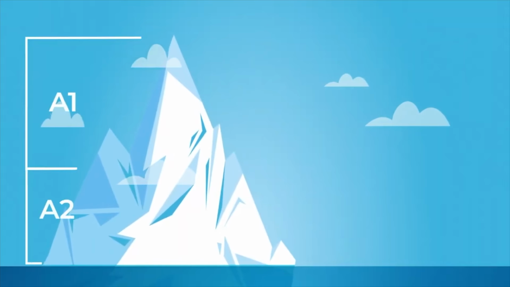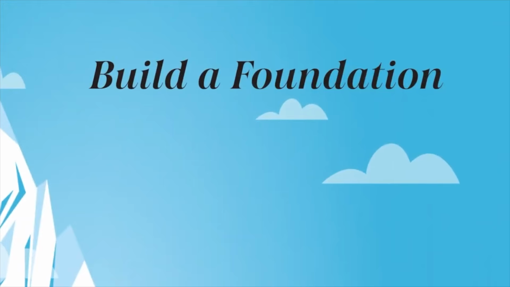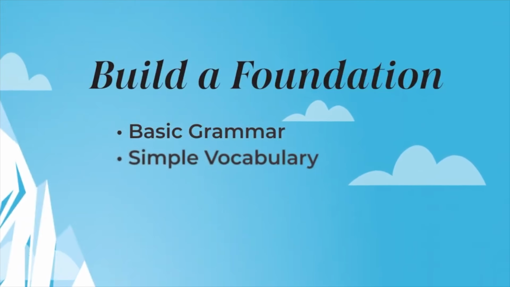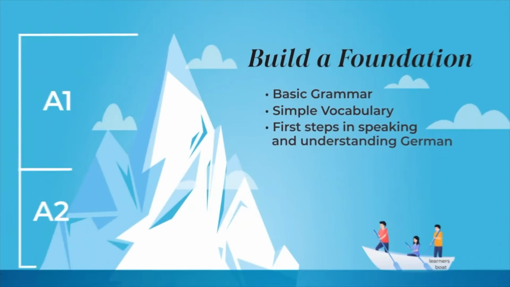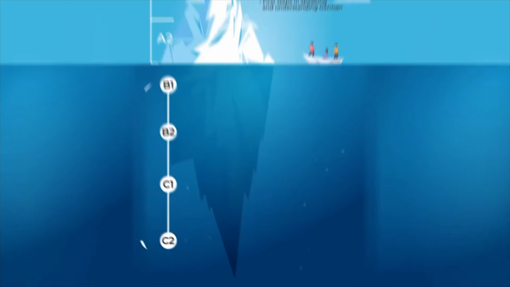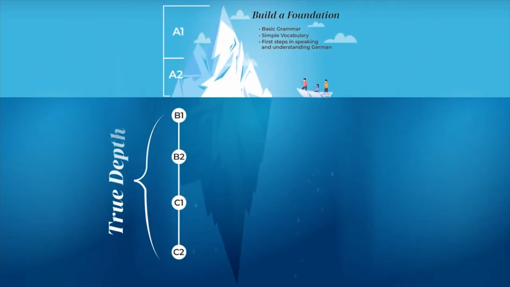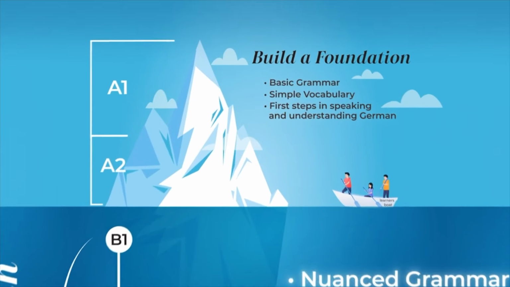The A1 and A2 levels are what most German learners encounter at the surface. They're where you build your foundation: basic grammar, simple vocabulary, and your first steps at speaking and understanding German. But as with any iceberg, what's beneath the surface is much deeper, more complex, and far less explored. B1 to C2 levels represent the true depths of the language: nuanced grammar, cultural idioms, and advanced expressions that many learners simply never reach. But it all starts with today's video, well above the surface at the A1 level.